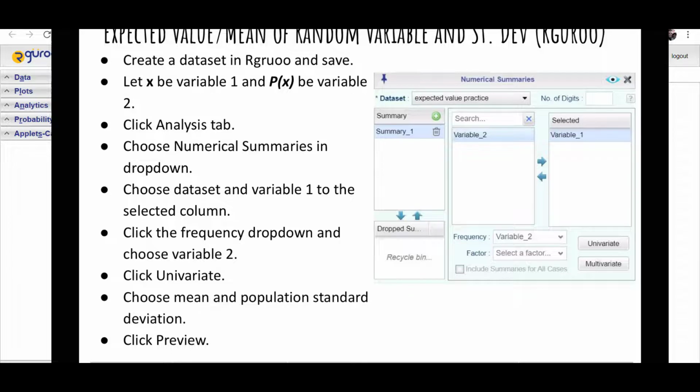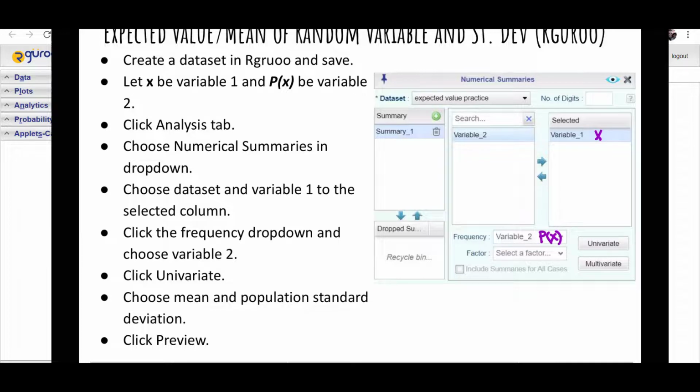So once you do that, then you're going to find the mean of the random variable the same way you would find the mean of a normal data set, with a couple of exceptions. You're going to go to the Analysis tab and choose Numerical Summaries, just like you do for mean. You're going to choose your data set, and put variable 1 in the selected column. And then down here, normally we don't do anything with frequency. You're going to click this button and choose your second variable. Now, the first variable you may have labeled x, and your second variable you may have labeled p of x. If that's the case, that's what you choose there and there.